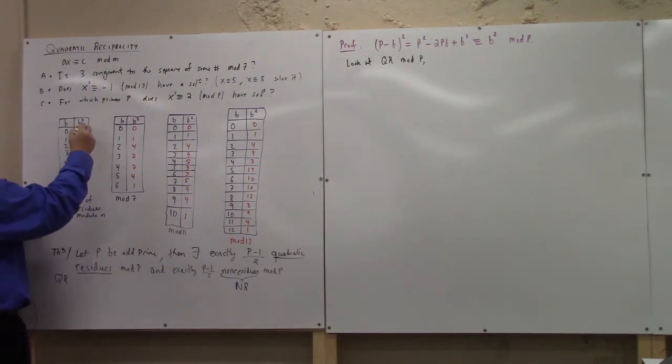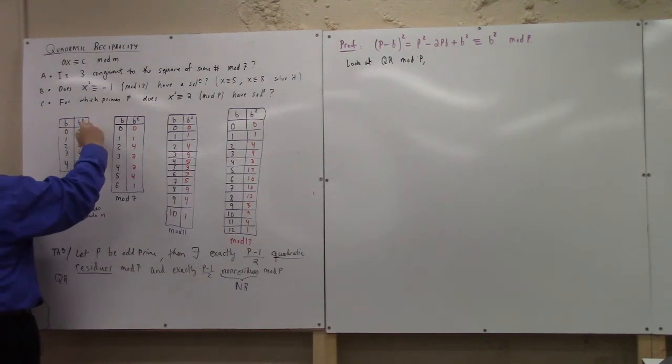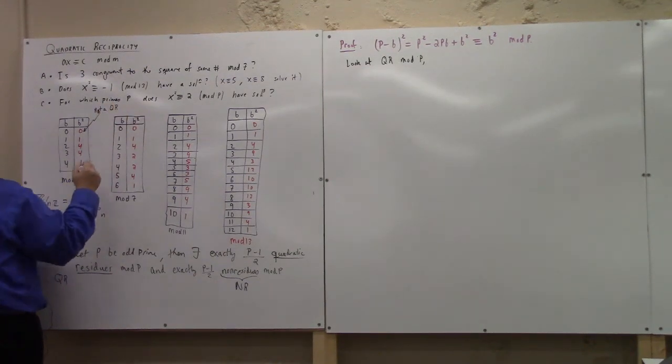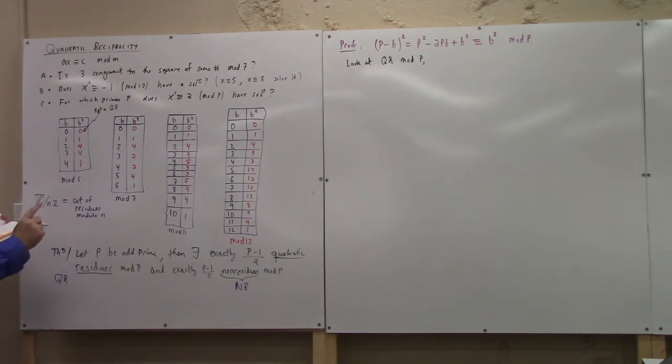So the QR has to be a non-zero square: the remainder of a non-zero square is a quadratic residue. So we throw out zero for QR, okay? And we also throw out zero for NR. So zero is not part of the discussion.